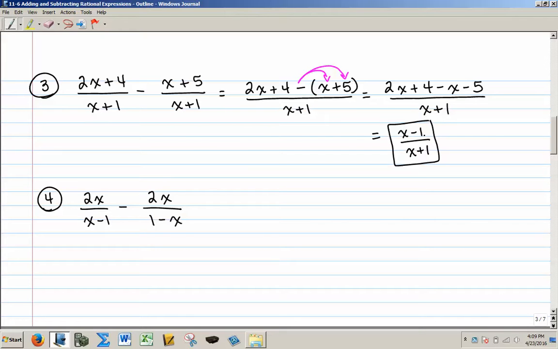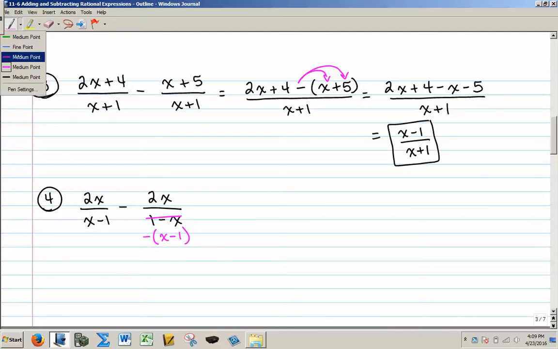And my last example of this type initially looks like we do not have the same denominator. We have 2x over x minus 1 minus 2x over 1 minus x. And as you know, subtraction is not commutative. x minus 1 is not the same as 1 minus x. But 1 minus x can actually be rewritten as a negative x minus 1. In other words, if I factor a negative out of each one of those terms, it would leave me with an x minus 1 in the parentheses.